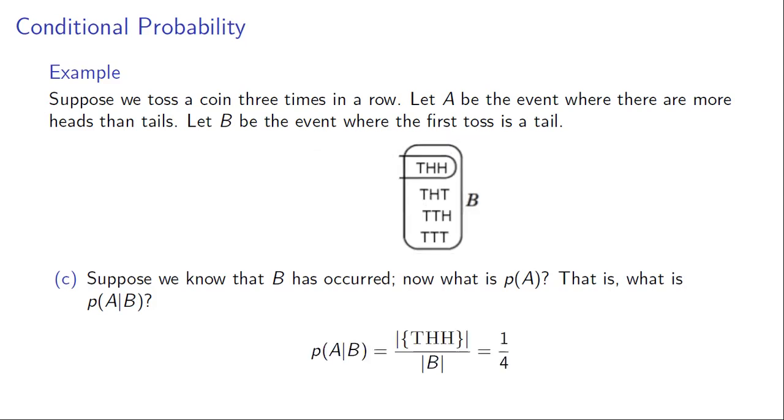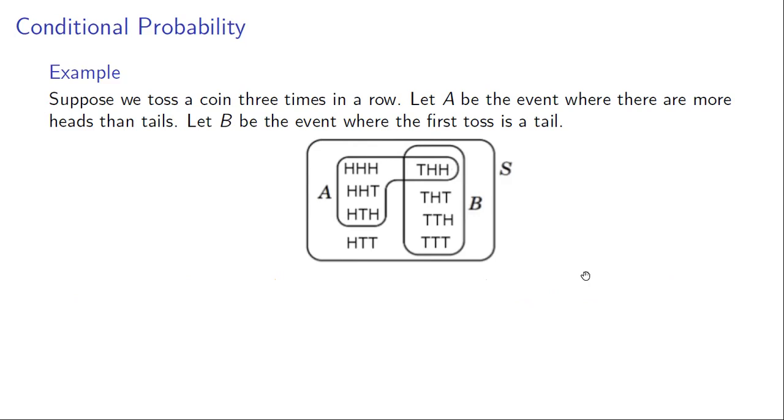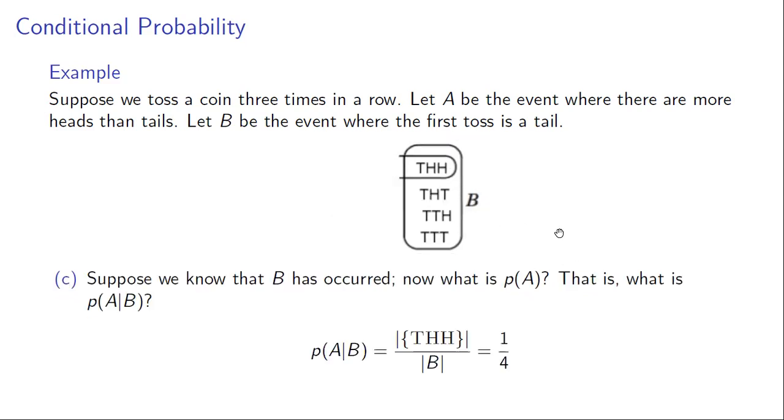Okay, so what we have really here is a restricted sample space, right? Initially, we started with this entire sample space, but now that we know B has occurred, we are really restricting our sample space to B. So this is really our new sample space, B. And then we would like to know what's the probability of A.